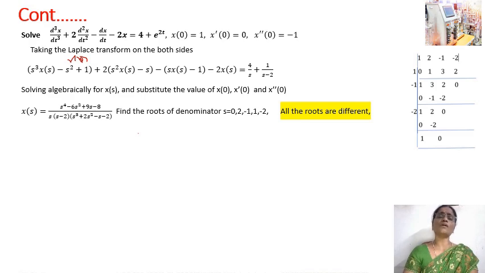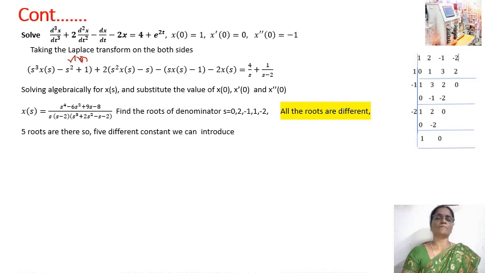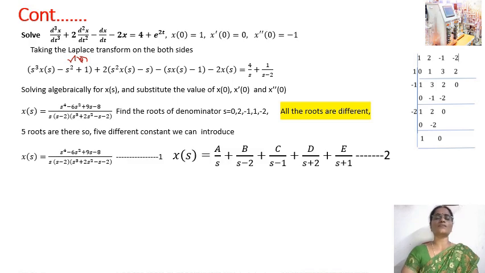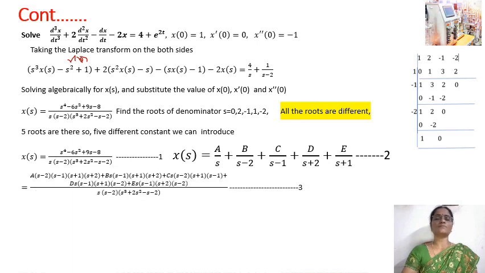If you find all the roots are different, what is rule number 1? All the roots are different, so how many roots are there? That many constants you can introduce in the numerator. Here we have 5 roots, so we introduce 5 different constants A, B, C, D, E. Now we have obtained the form like that. In this form, take the LCM and you will get the form like this.